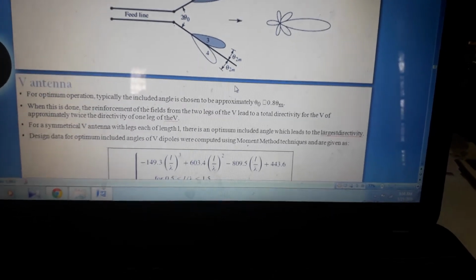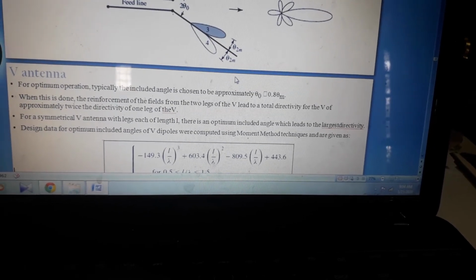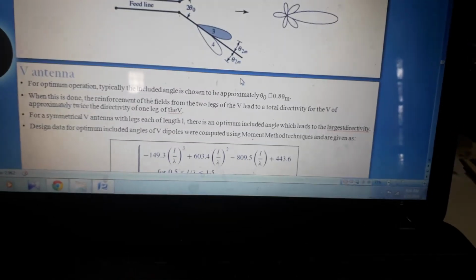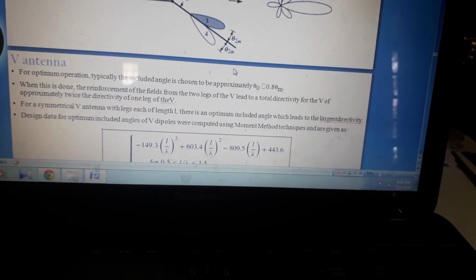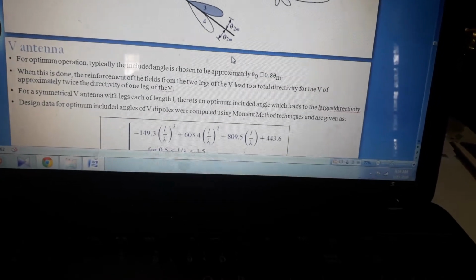For optimum operation, typically the included angle is chosen to be approximately theta naught equal to 0.8 theta m. When this is done, the reinforcement of the fields from the two legs of the V leads to a total directivity for the V of approximately twice the directivity of one leg of the V. For a symmetrical V antenna with legs each of length L, there is an optimum included angle which leads to the largest directivity.